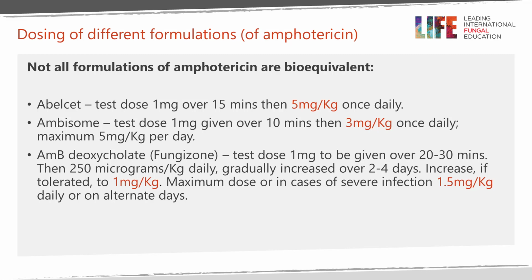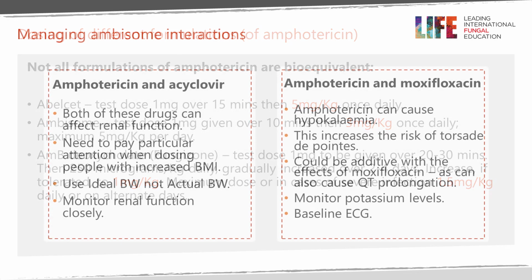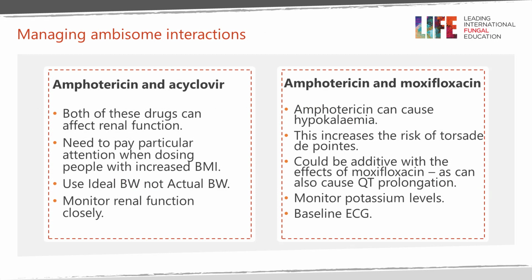So it's really important to look at the formulations available and then look at the dosing regimes that are needed for those formulations. Also, it's very important we don't interchange between these. It may be that the patient needs to be reloaded and baseline tests all double checked before you change over. Just wanted to go over how to manage some of the Ambisome interactions that we may see in practice.